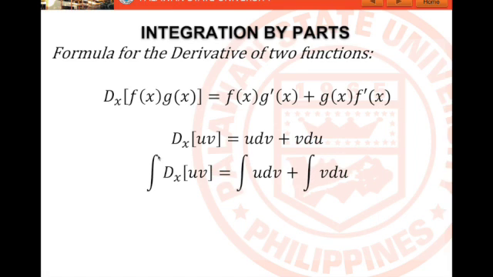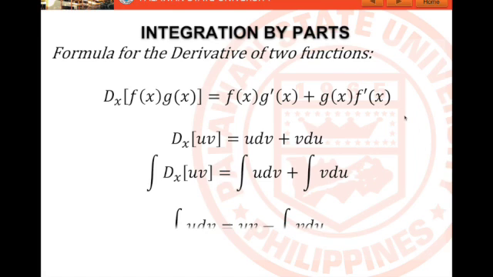So we will take the integral of the derivative of uv, and that would be equal to the integral of u dv plus v du. If you can recall how to integrate a function separated by plus and minus, you will just distribute the integral sign. So we integrate u dv plus the integral of v du.